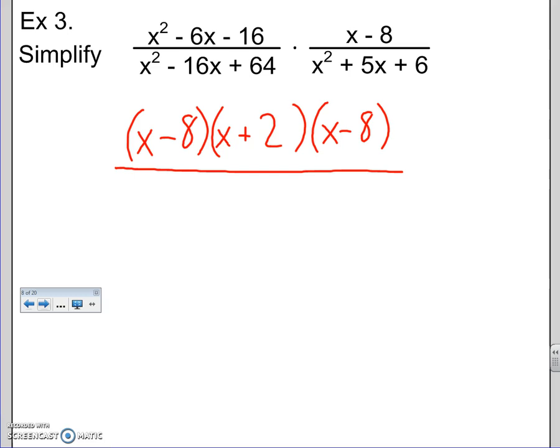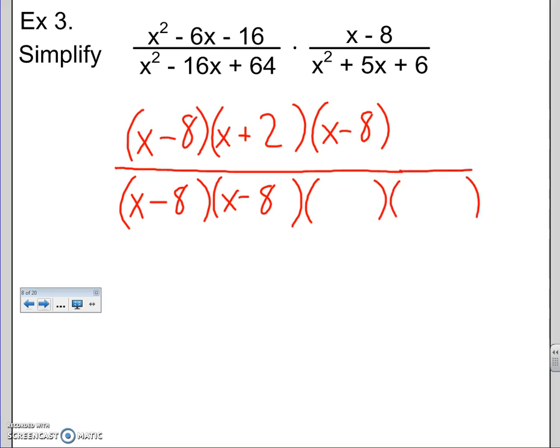The bottom left, I'm going to do the ACX method again. Alright, so what multiplies to 64 and adds to negative 16? Well, 8 and 8, and they're both negative. And that bottom right one, I do the ACX method again. Let's see, what multiplies to 6 and adds to 5? 2 and 3. Alright, so that's fully factored.